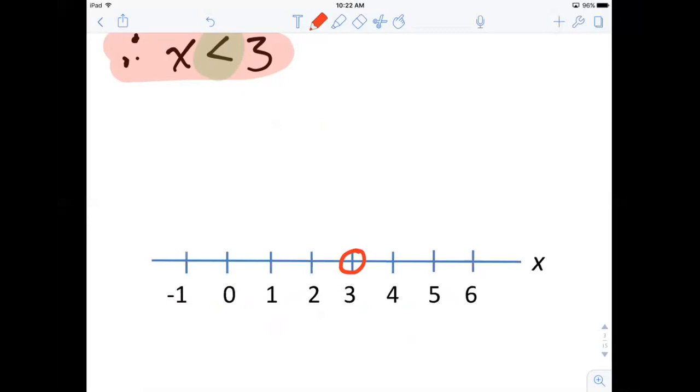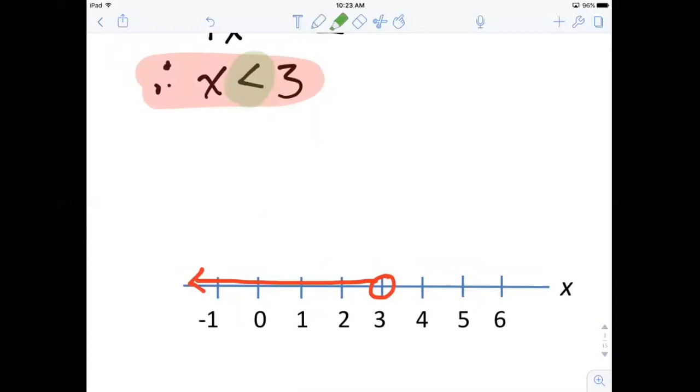So if we have an open or hollow circle, that means 3 is not included in the range of values that we want. If I filled that circle in, that would mean that 3 is allowed, or 3 is also included. And we'll see a situation like that in our next one. But this circle means that 3 is not included, but now if I draw a line down my number line in this direction, that's me graphing the statement x is less than 3.